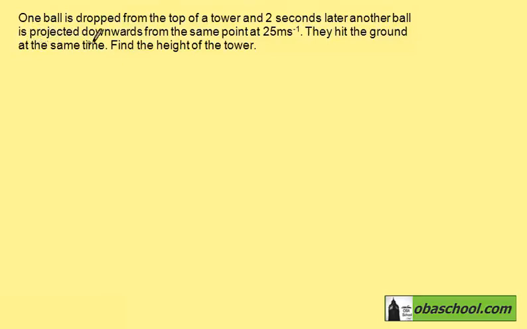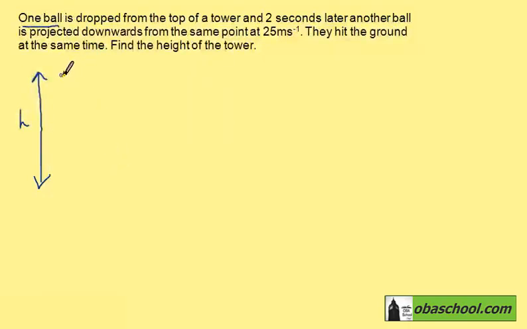One ball is dropped from the top of a tower, and 2 seconds later another ball is projected downwards from the same point at 25 meters per second. They hit the ground at the same time. Find the height of the tower. So we have a tower, and the height, which I'm trying to find, I'm going to call h.